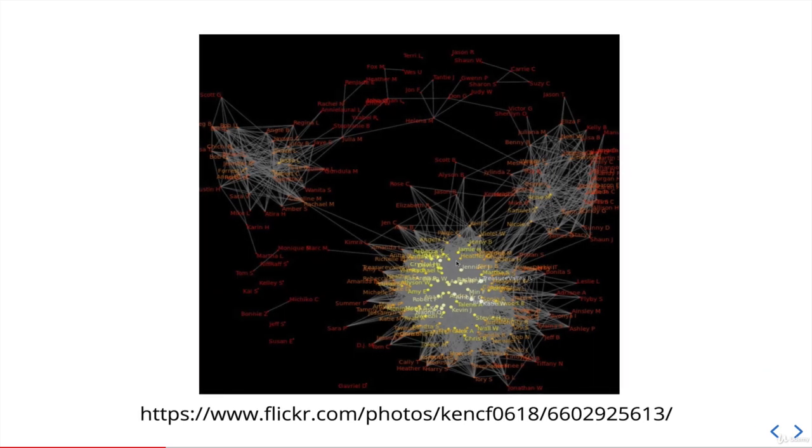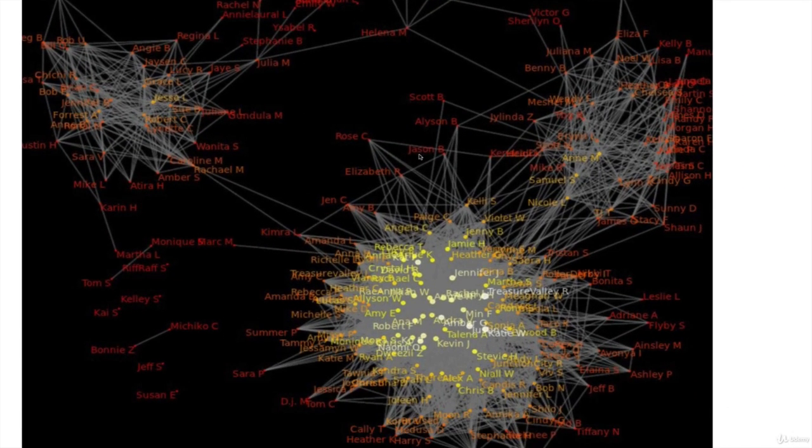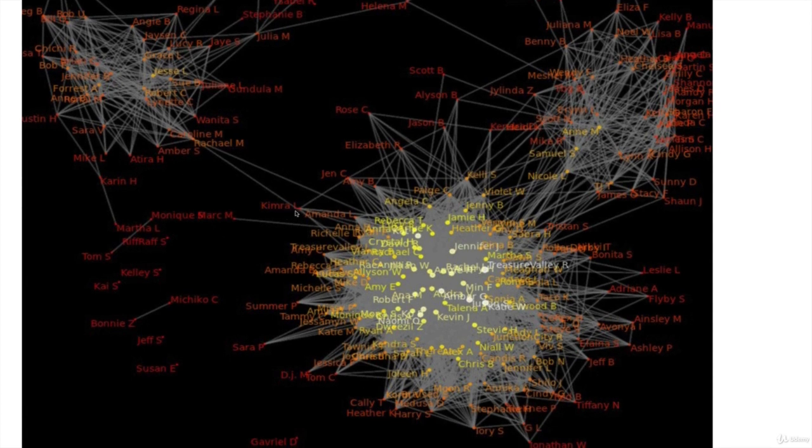So this is a visualization I found on Flickr. There's many of these out there, but this was one of the only ones I found that had a license that allowed me to use it. And I think this was somebody, Ken CF, I think was their name, who modeled their connections between their friends. I think it was Facebook. And so each dot on here, each little node is a person, like Kimra L. And then you can see all the connections that Kimra has to other friends.